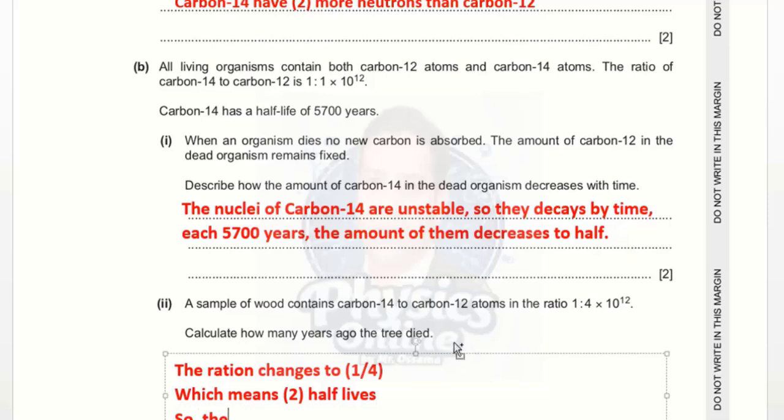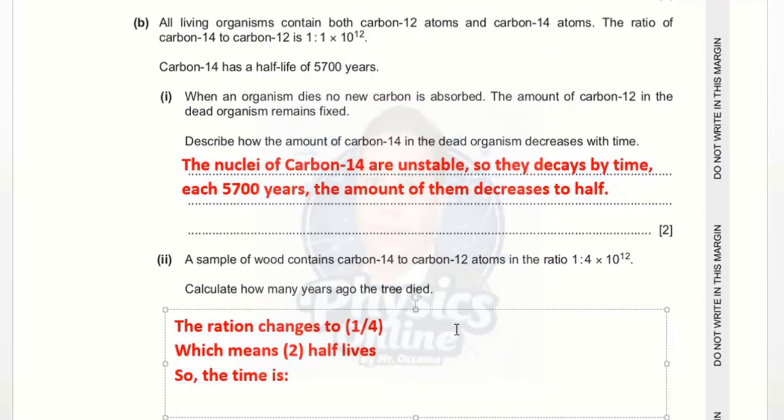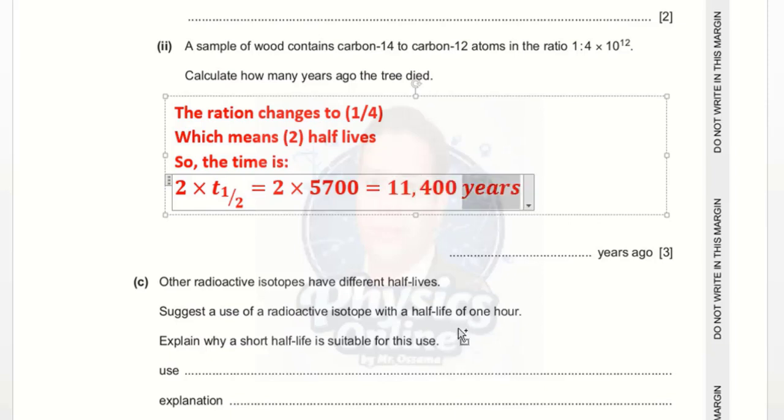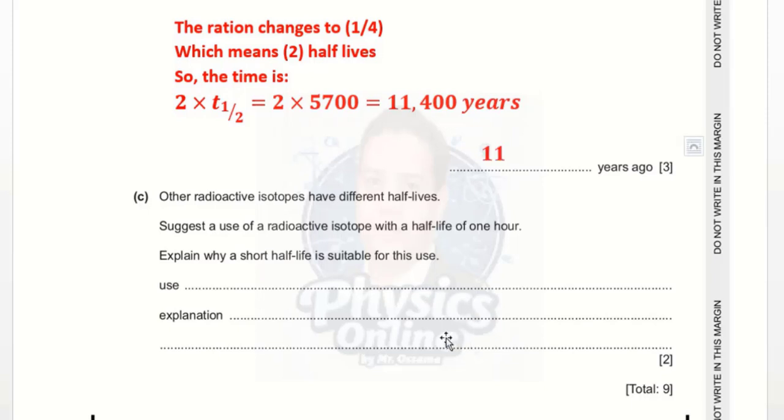So the time is 2 times the half-life, equals 2 times 5,700, equals about 11,400 years. Final answer 11,000. Other radioactive isotopes have different half-lives.